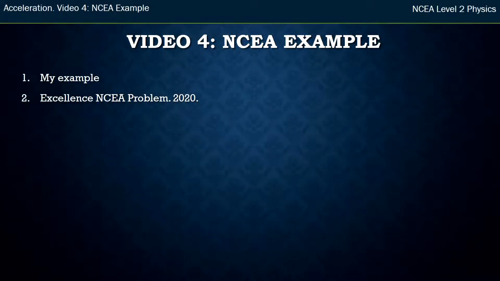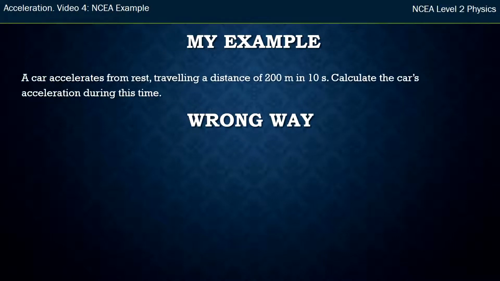Hi, this is Mr. McGovern, and this is the fourth video in the acceleration series where I'm going to look at an NCEA example. In fact, I'm going to look at an example of my own first and then get into an NCEA problem. So the reason I'm giving you my example, where a car accelerates from rest, it travels a distance of 200 meters in 10 seconds, calculate the car's acceleration during this time.